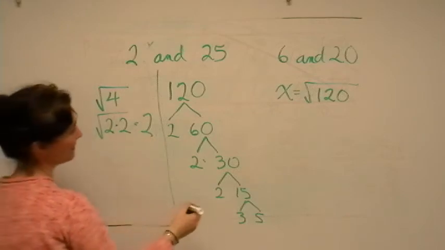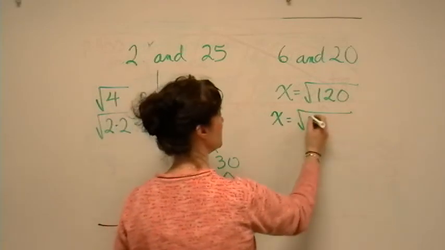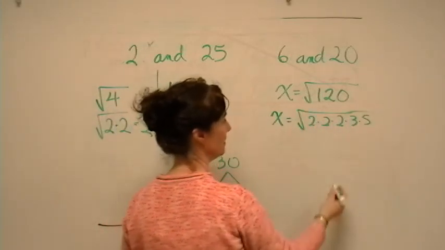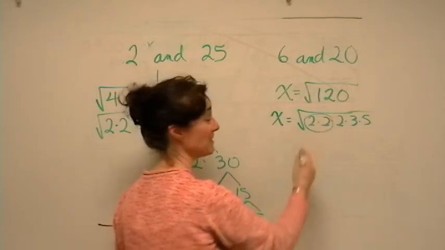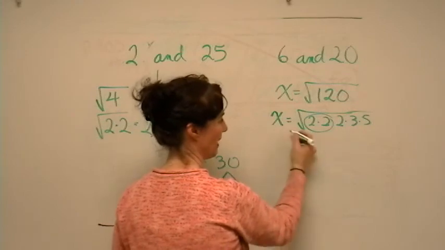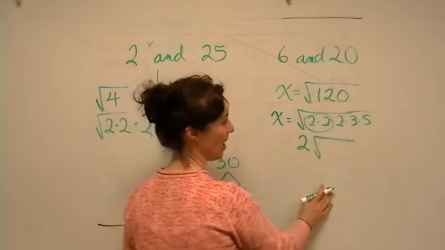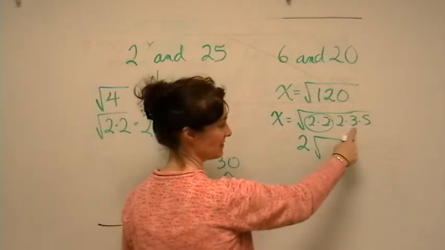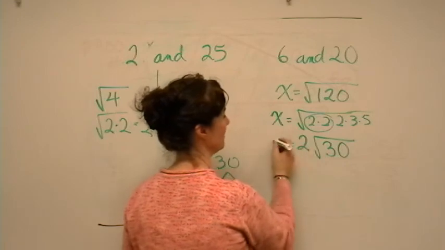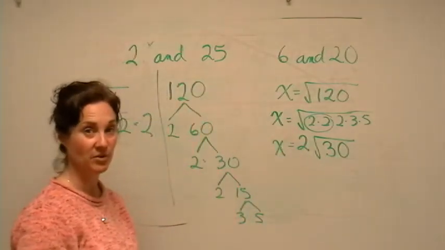All right, so we're looking at this and we have x is equal to 2 times 2 times 2 times 3 times 5. So we can take out a pair of 2's, so we would say 2, we're going to pull that 2 out from under the radical. 2 times the square root of 2 times 3 is 6, 6 times 5 is 30, and we're going to leave that. X is equal to 2 times the square root of 30.